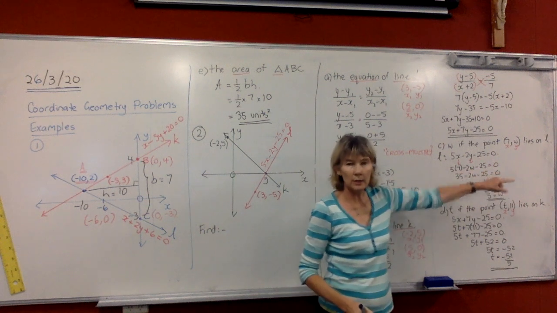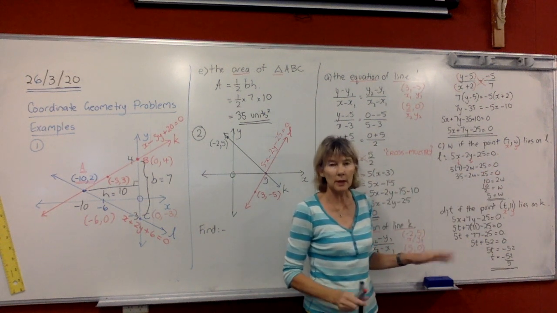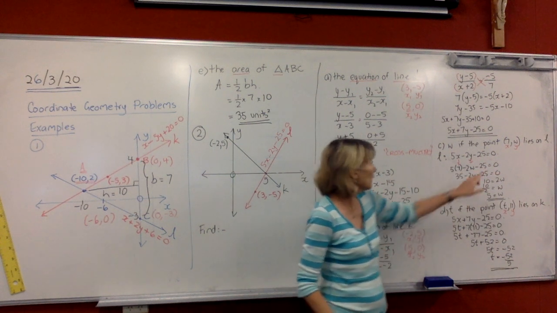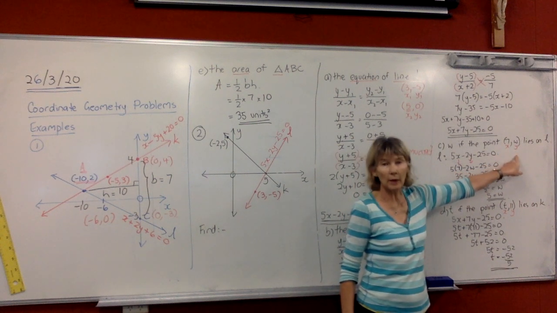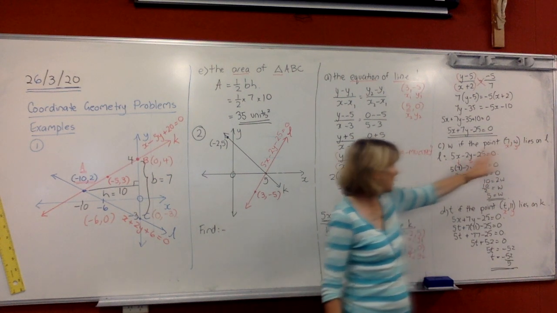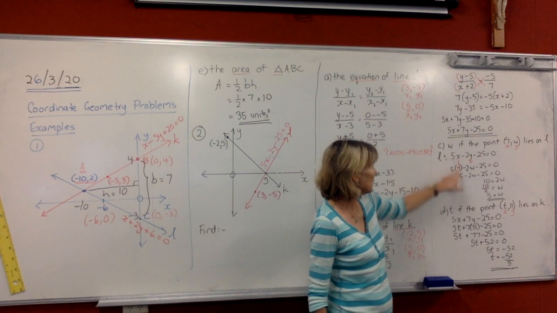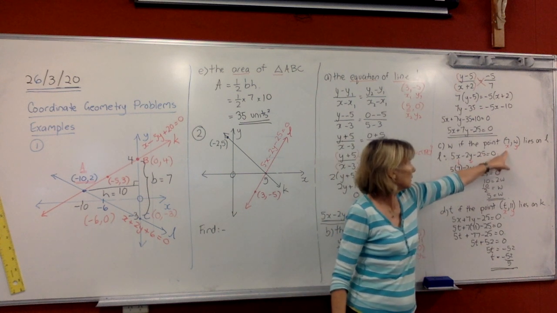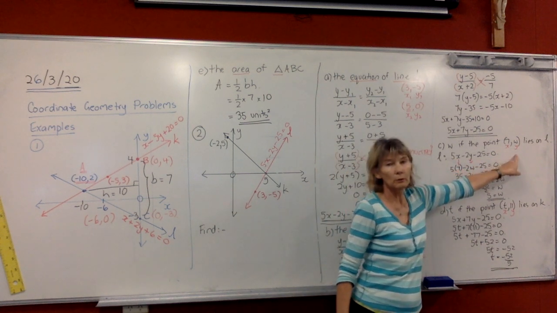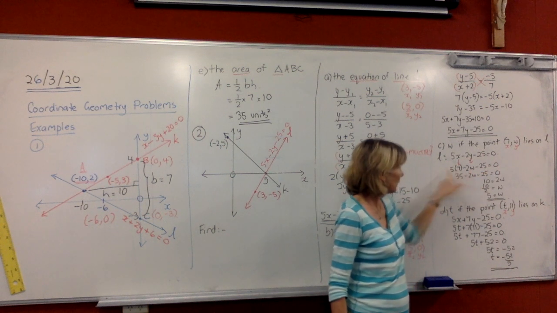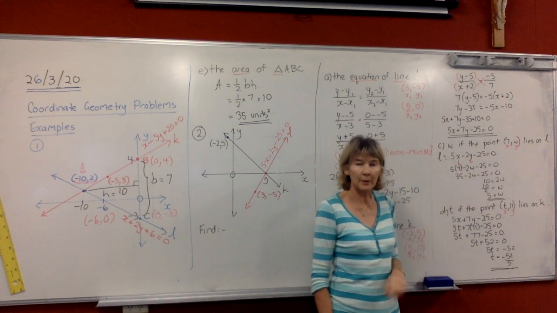Now, if a point lies on a line, it has to satisfy the equation of the line. So we're going to put in the x and the y coordinates for that point as they've written them. So we're going to put in 7 for x and w for y. And we're just going to keep going and solve the equation. And that's all you need to do.